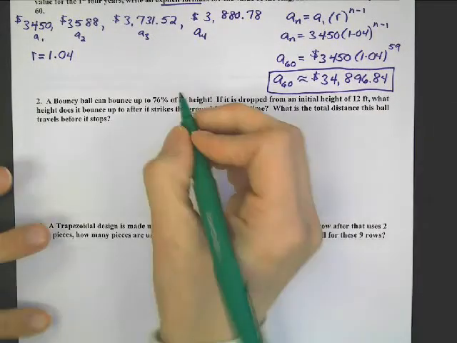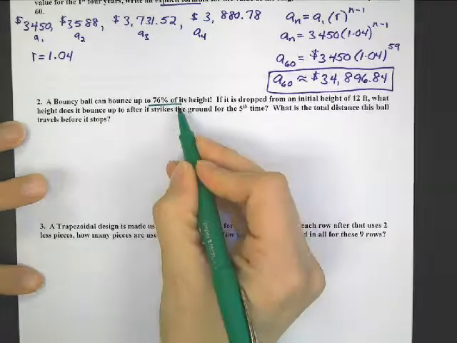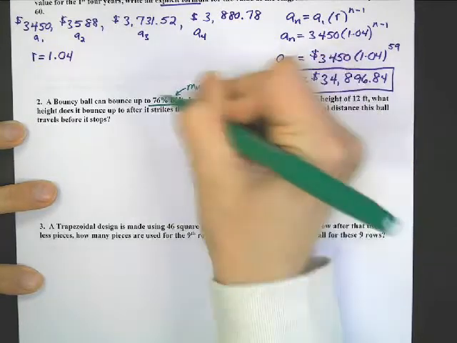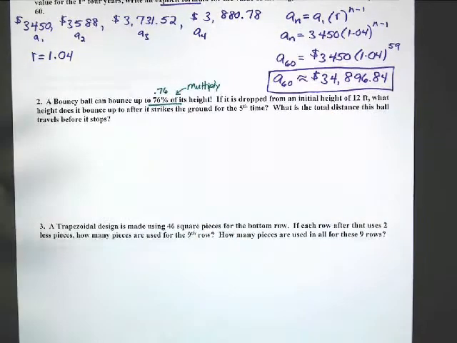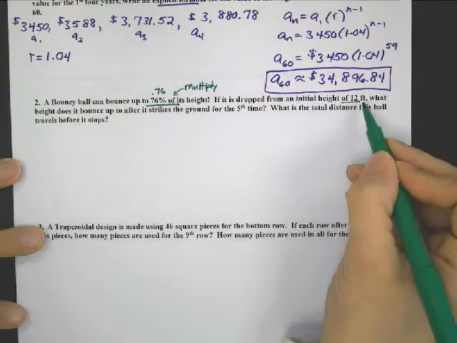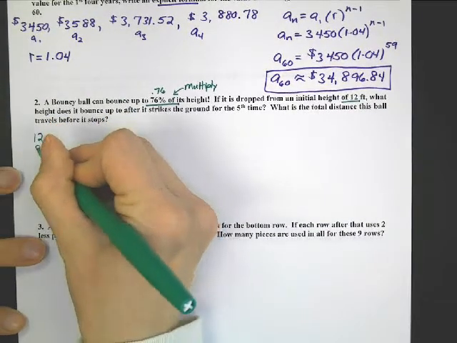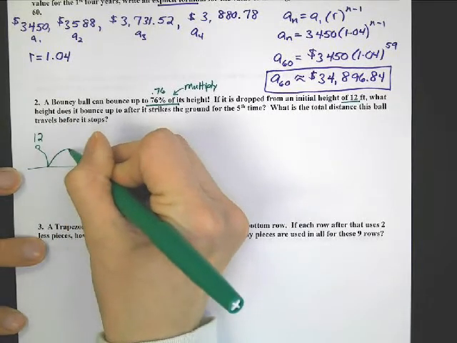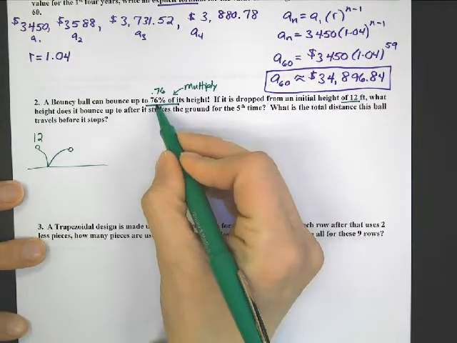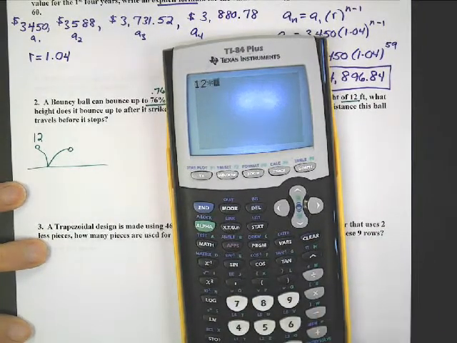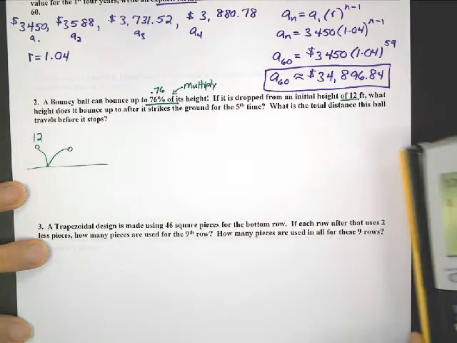A bouncy ball can bounce up to 76% of its height. Remember, in mathematics, of means to multiply, and 0.76 is how we'll calculate the percent. It's dropped from a height of 12 feet. So at first, the ball is 12 feet high. It bounces against the ground, goes back up, and it's only going to bounce up to 0.76. So let's do some calculations here. 12 times 0.76 means the height is only 9.12.